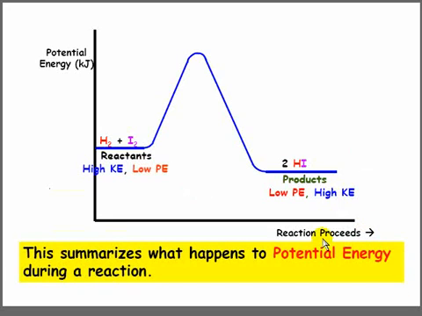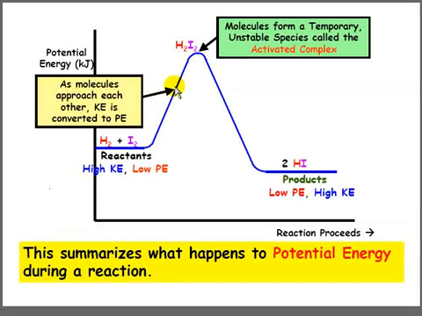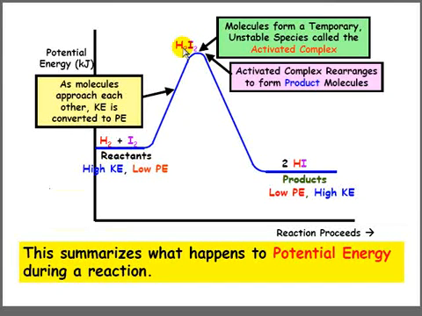Now we can summarize what happens to potential and kinetic energy during a collision or a reaction. The reactants start out with high kinetic energy and low potential energy. That's why they're fairly low on this graph. As the molecules approach each other, kinetic goes down and it's converted into potential, so the potential energy goes up. When the molecules hit each other, they form a temporary unstable species called the activated complex. The activated complex rearranges to form the product molecules, 2HI in this case.